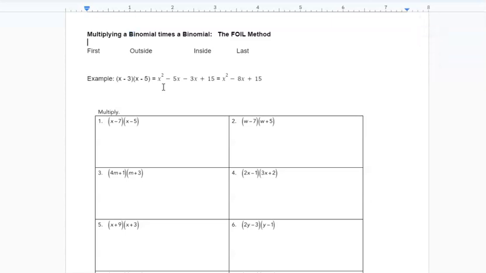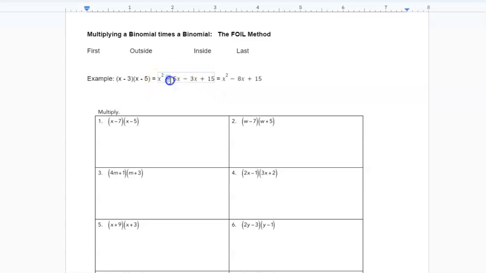So two things times two things. When you have two things times two things, you end up having four multiplications. For example, let's say we have this question like x minus 3 times x minus 5. So the first thing is x times x gives you x squared. Outside means you do the far left thing times the far right thing. So x times negative 5 is negative 5x. Inside means the two middle things, negative 3 times x is negative 3x. And then negative 3 times negative 5 becomes positive 15.